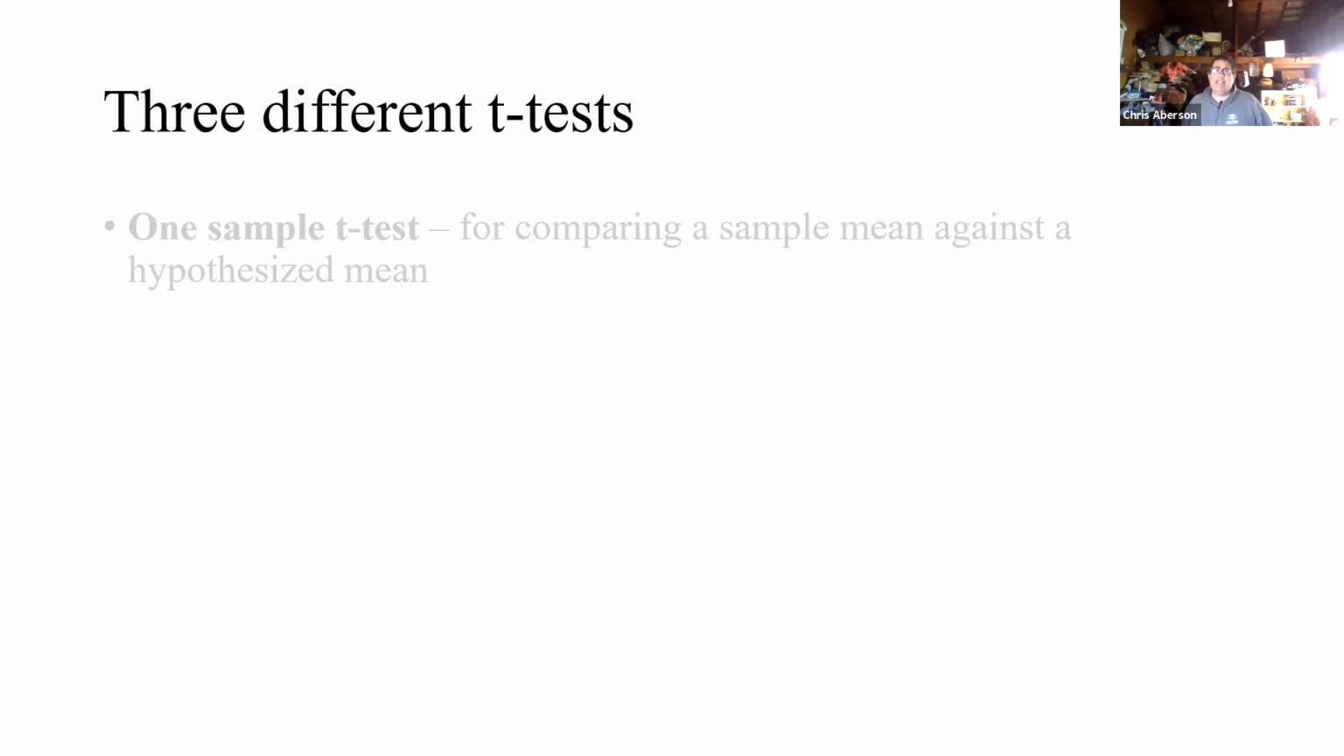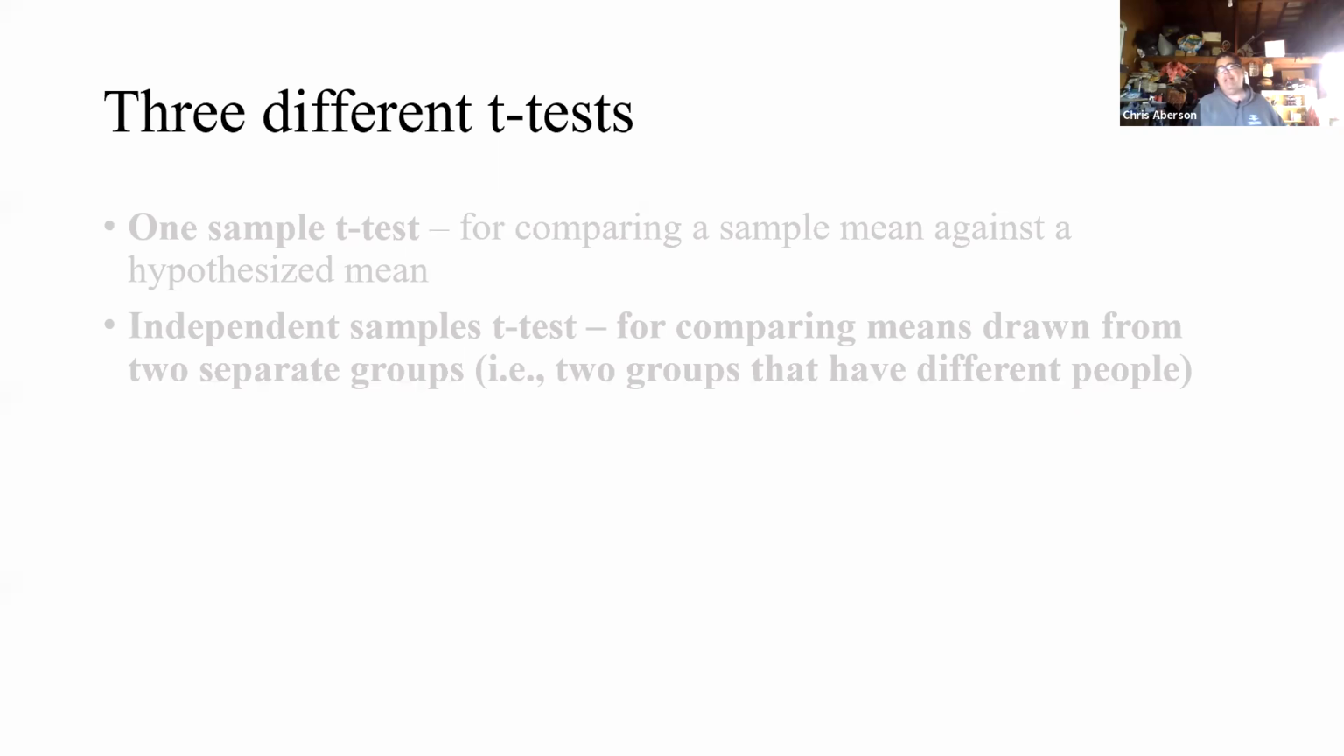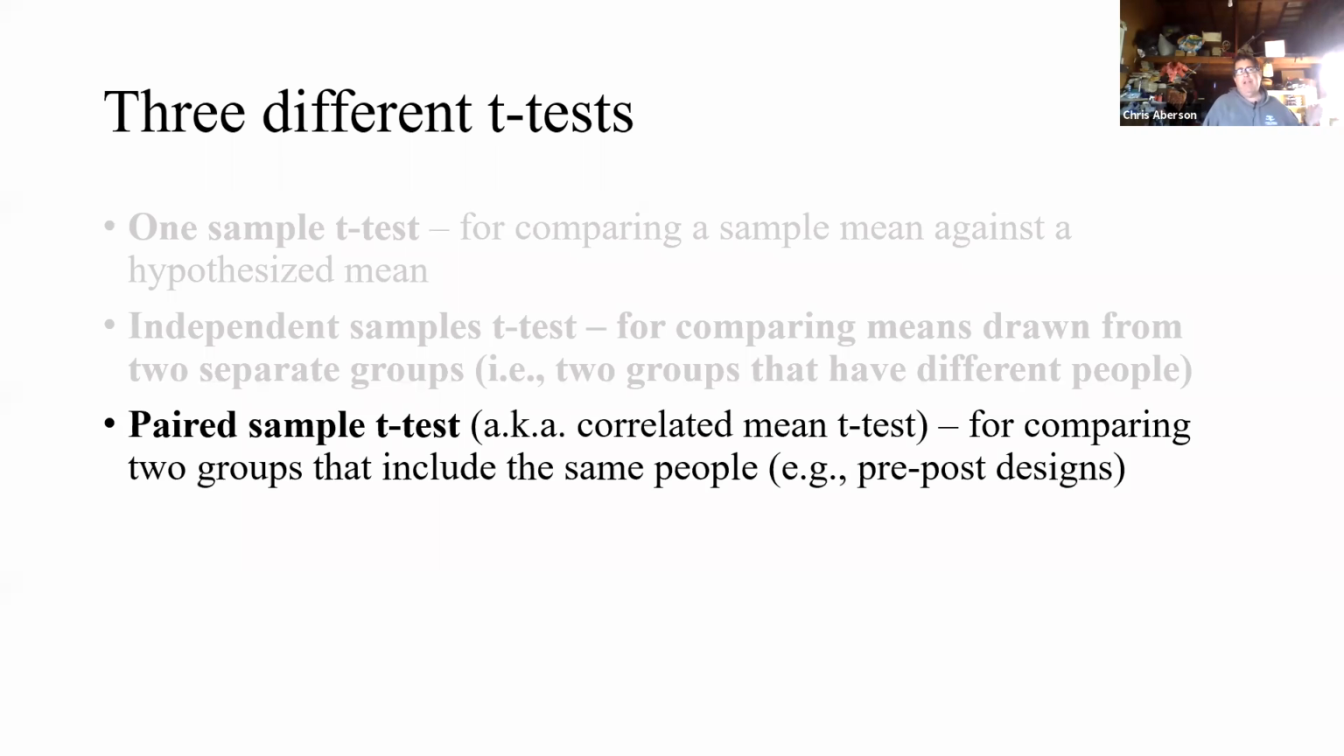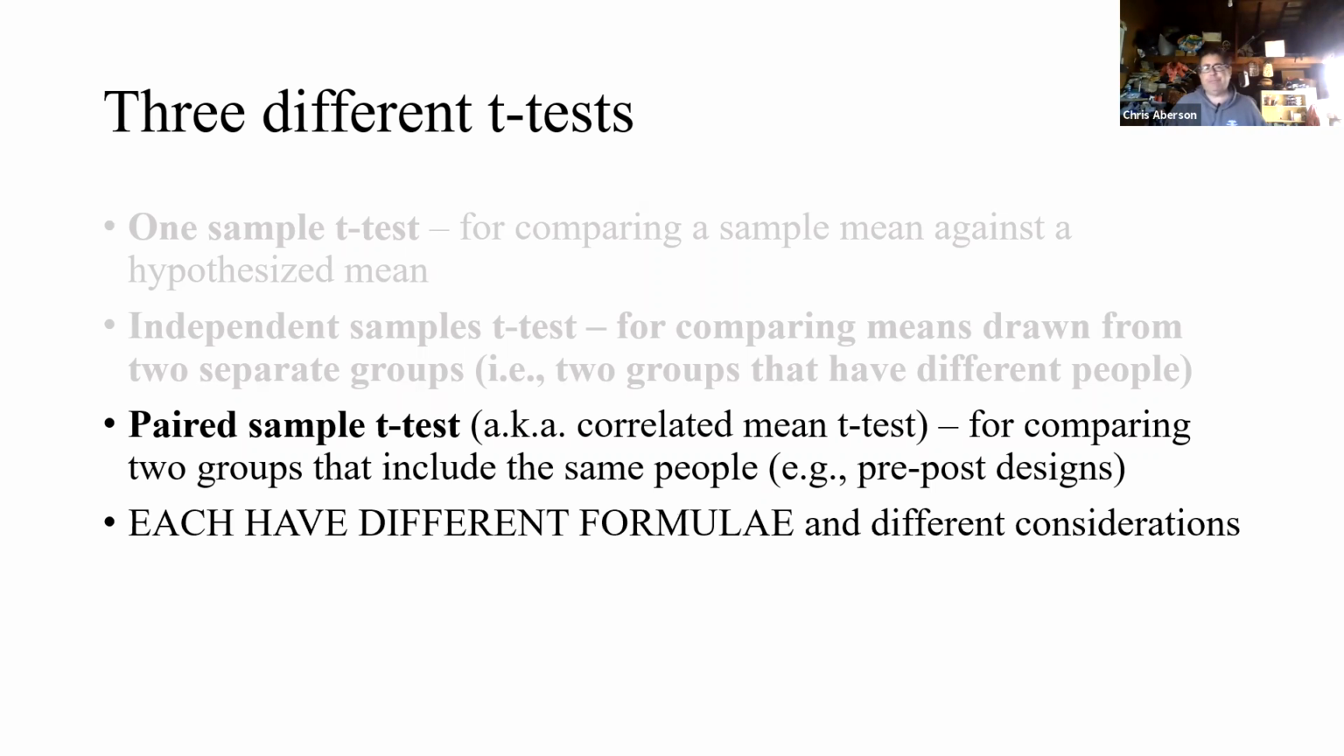There's the one sample t-test for comparing a sample mean against a hypothesized mean. That's the one you may or may not have been exposed to. Independent samples t for comparing means drawn from two separate groups, and then the paired sample t-test. This is for comparing two groups that have the same people. So we measure the same people twice. Pre-post designs are very common in that sort of situation. And again, important to know that each have different formulas and different considerations.